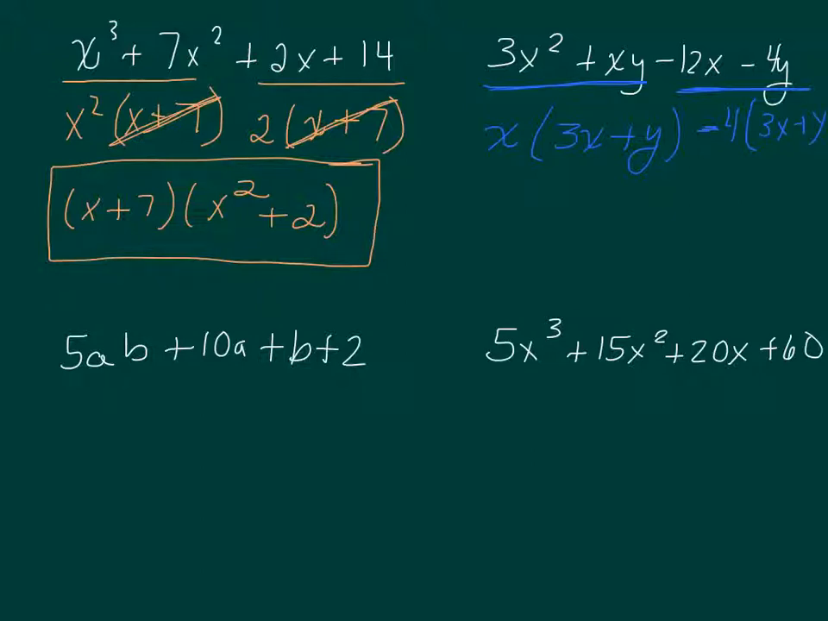plus y. 3x plus y and 3x plus y is the same. So I'm going to write that down. After I get rid of it, I have an x and a minus or negative 4. So that's the full factored form.